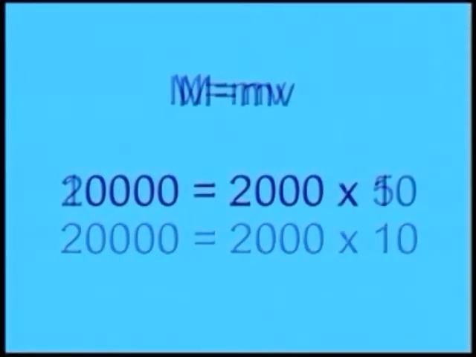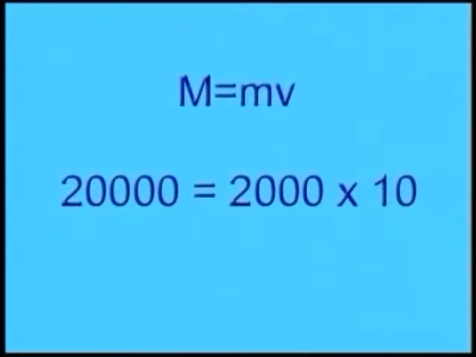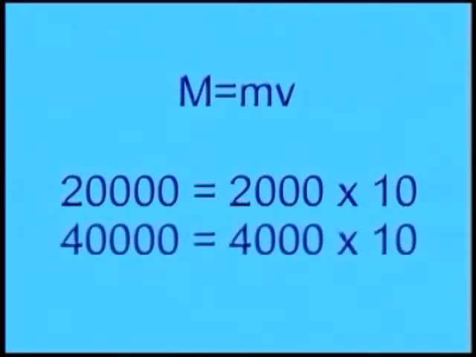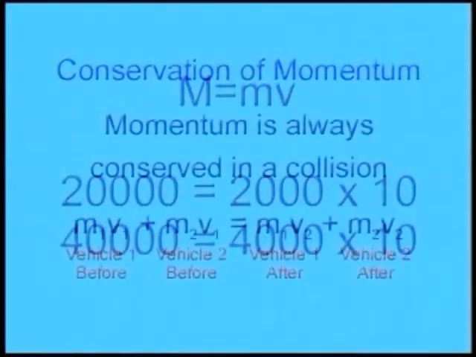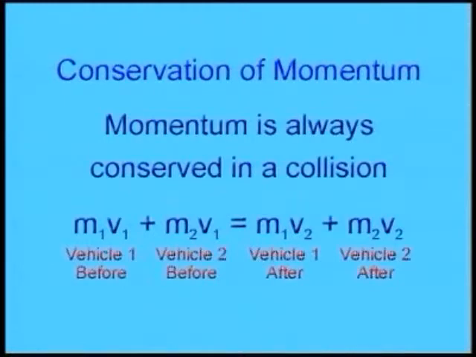Also, a car that weighs 2,000 pounds and is traveling 10 miles per hour will have half the momentum of a 4,000-pound car traveling at 10 miles per hour. Momentum also has another important property. According to laws of physics, momentum in a collision is always conserved. That is, when two objects collide, the momentum that existed before the collision must be present after the collision.